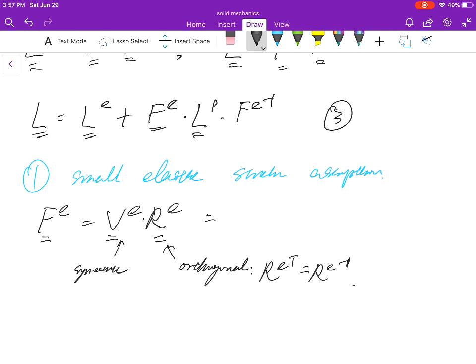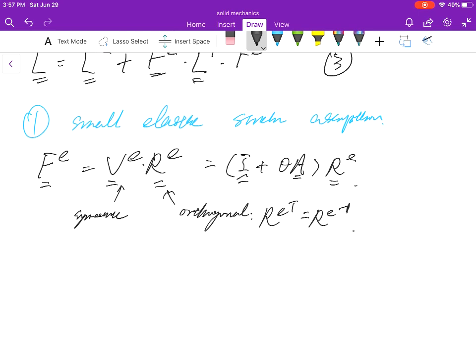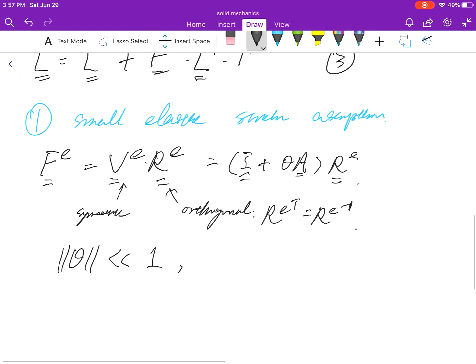So we have, remember, from our fundamental class, we know this. And here we can further write this stretch Ve as a unity tensor plus the strain part as this. Because of our small elastic strain assumption, we have the absolute value of theta far less than 1, and because Ve is symmetric, we have Ae is symmetric as well.